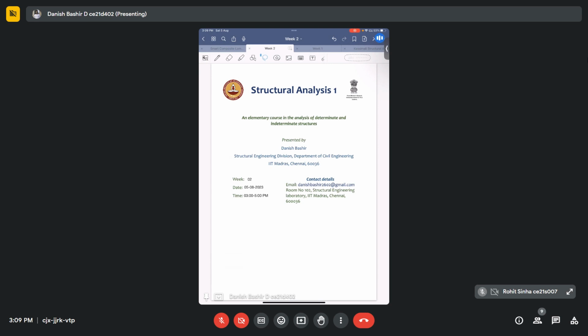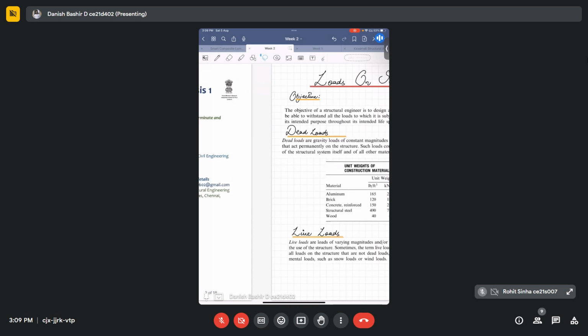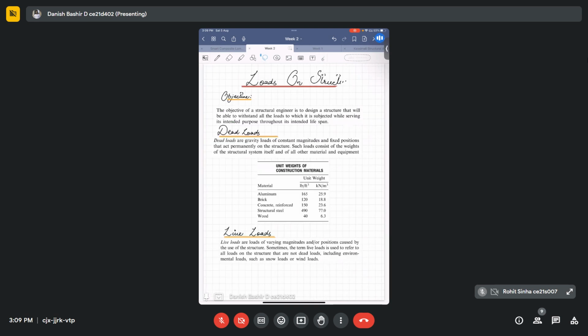And this session will be completely focusing on solving numerical problems. But I think a little bit of introduction is also necessary so that you will be comfortable in solving numericals. Let's start today's session. What are the loads on a structure?